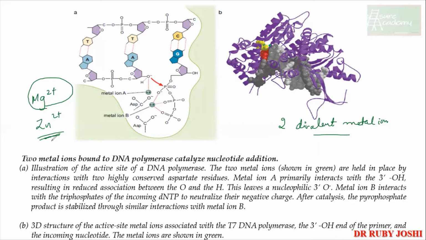Is it availability? No, it's not because of the availability. Like if you're there in the lab you have got plenty of magnesium chloride and zinc chloride. Why do you think enzymes will prefer magnesium more as compared to the zinc? Think a little more. What do you think? What do you know about magnesium and zinc?